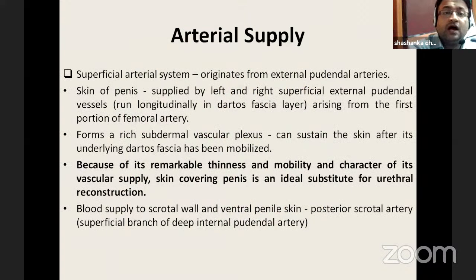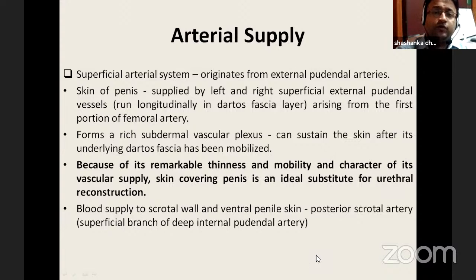Arterial supply. There's a superficial arterial system and a deep system. The superficial system originates from the external pudendal arteries. The skin of the penis is supplied by left and right superficial external pudendal vessels. They run longitudinally in the dartos fascial layer, as we saw earlier, and they arise from the first portion of the femoral artery.